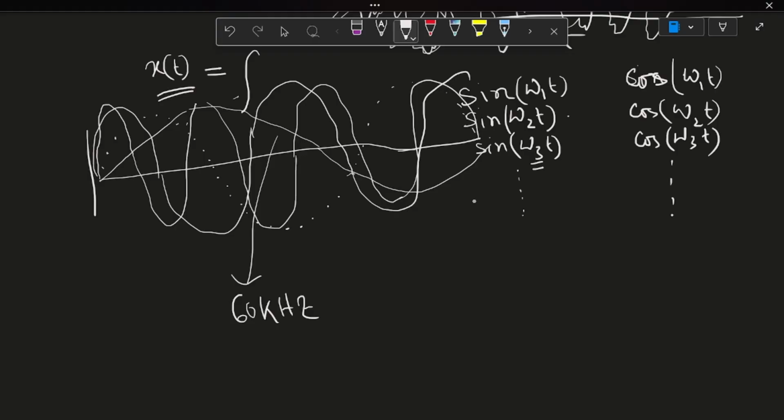Then suppose this is a different frequency, for example, let us consider it to be 80 kilohertz. Now you want to know what is the information in this original signal of this 80 kilohertz frequency. In this way, Fourier transform is basically you want to extract information about frequency components. So you have a real world signal.